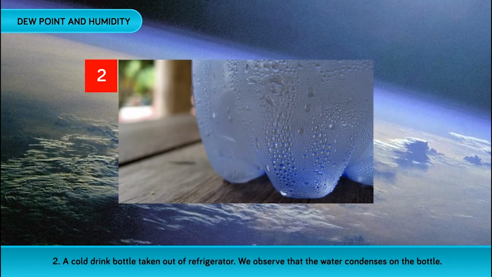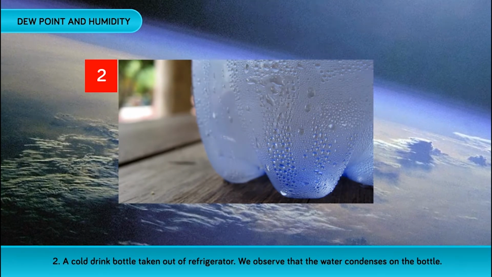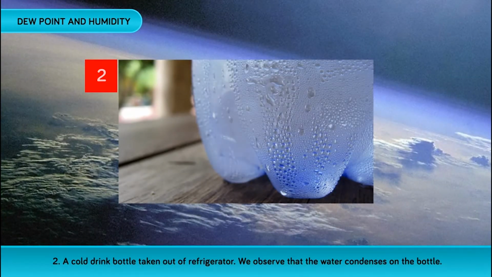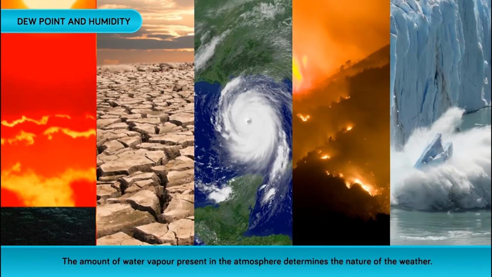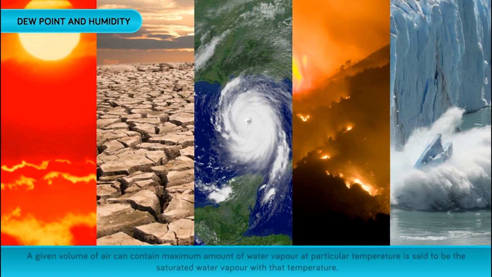Number 2. A cold drink bottle taken out of the refrigerator. We observe that the water condenses on the bottle. The amount of water vapor present in the atmosphere determines the nature of the weather.